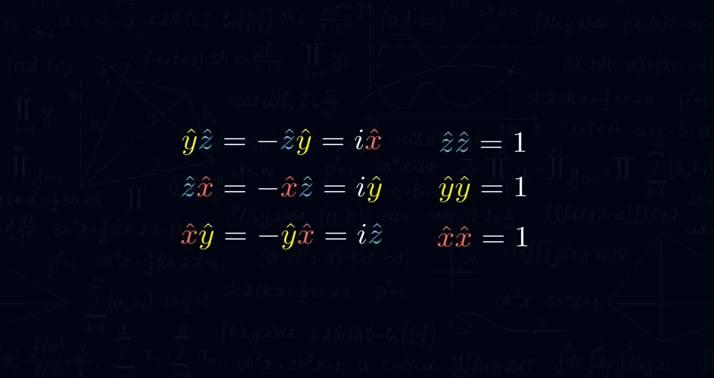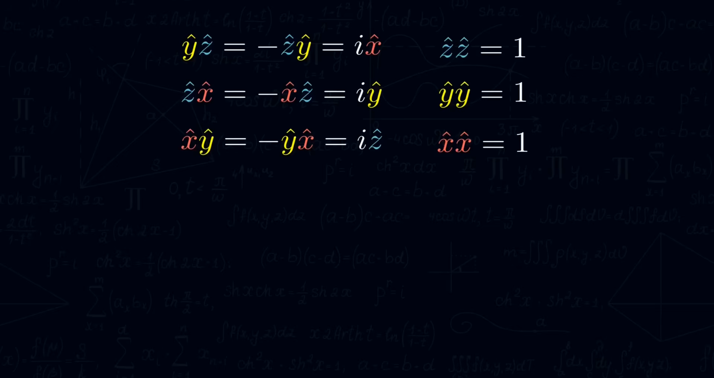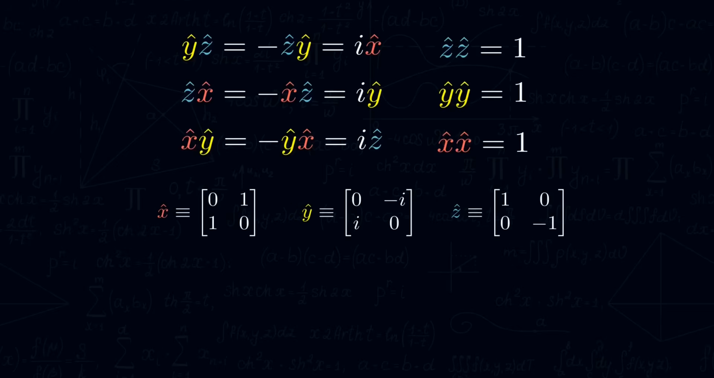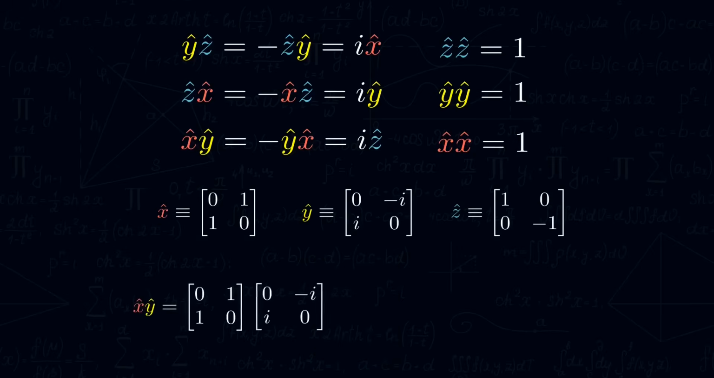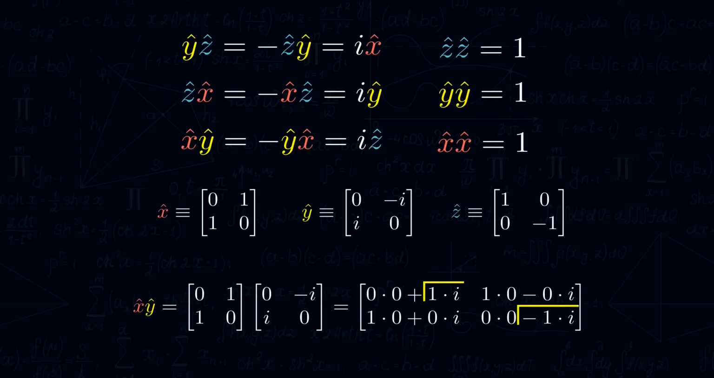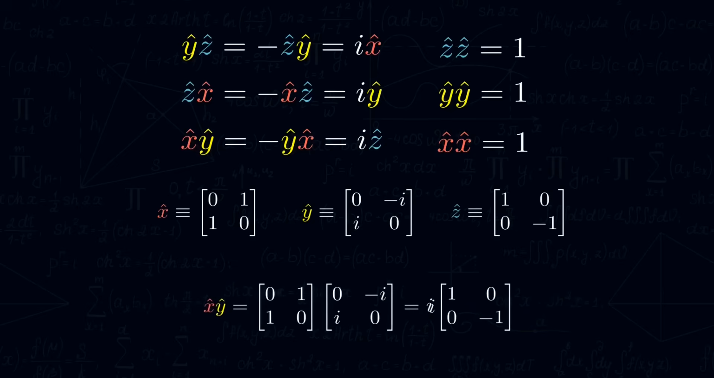All these rules might seem arbitrary at first, but they start to make perfect sense when we think of the basis vectors as matrices. This particular set of matrices is called the Pauli matrices, and they satisfy every single rule. Pick any two of them and perform standard matrix multiplication. In this case, only these terms are non-zero. We can factor out an i, leaving behind the same matrix representation as Z.